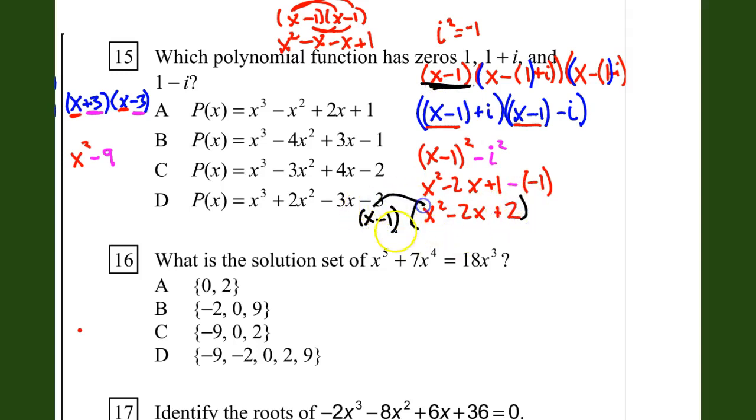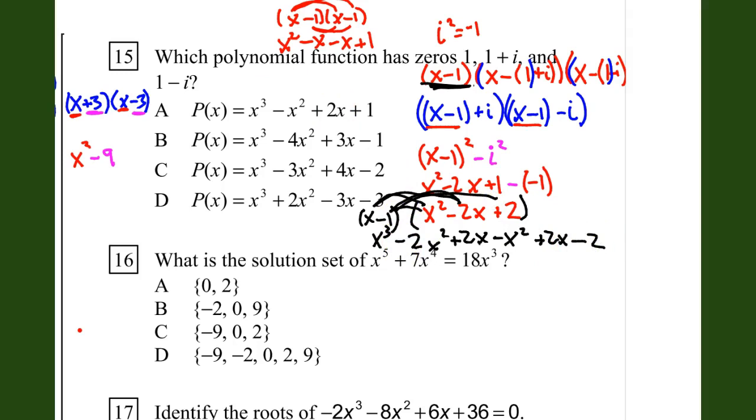So we'll have x cubed. We'll have minus 2x squared and then plus 2x. Then we'll have minus x squared and plus 2x and minus 2.